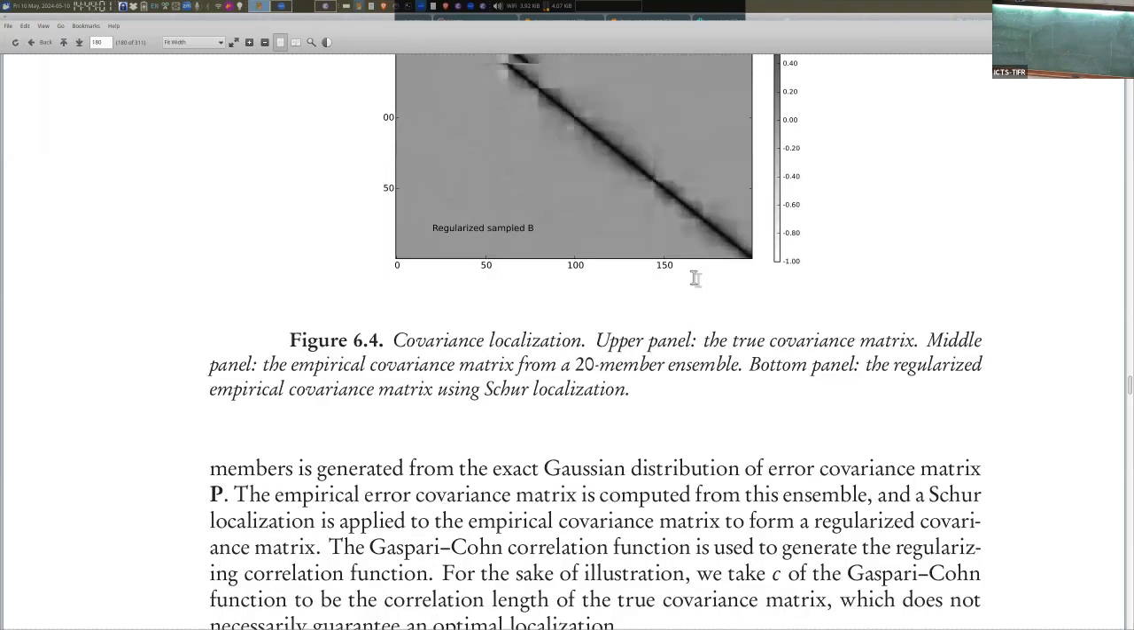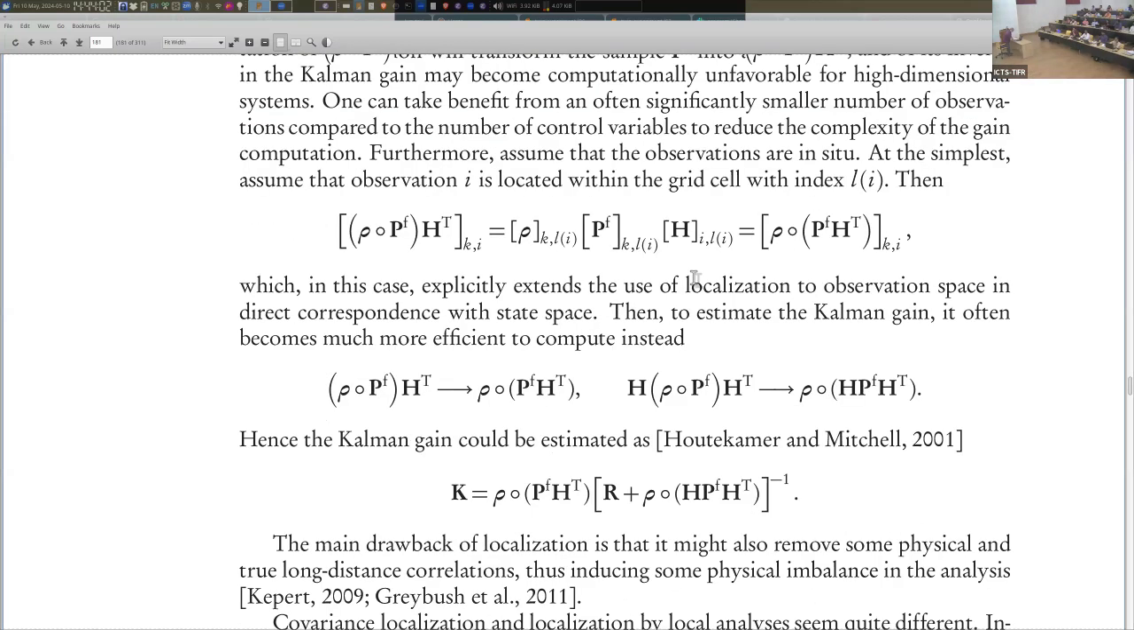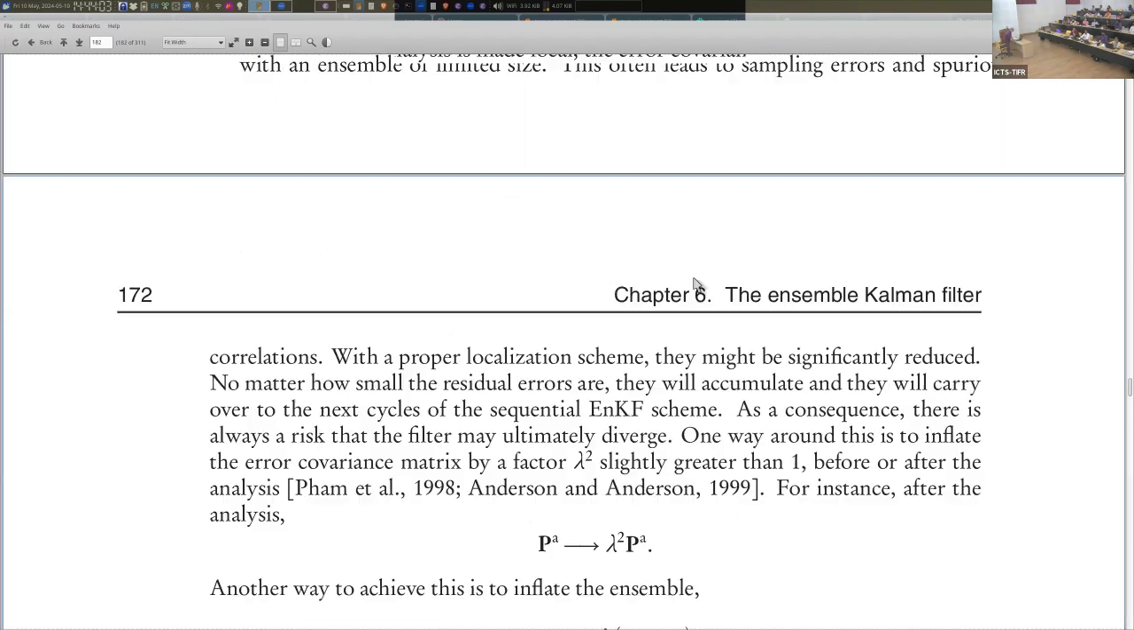Oops, where is it? Oh, sorry, I'm going the wrong way in the file.